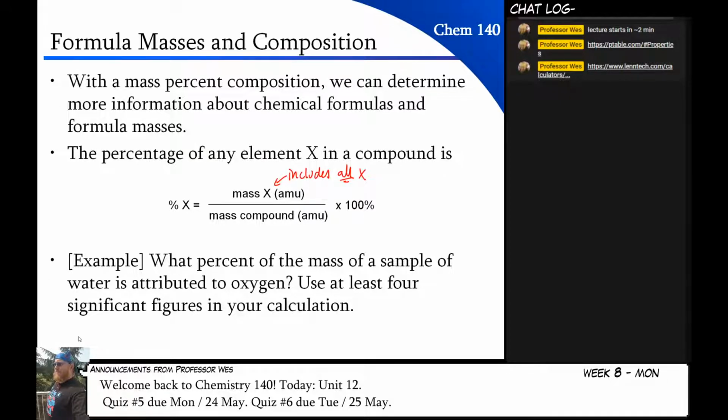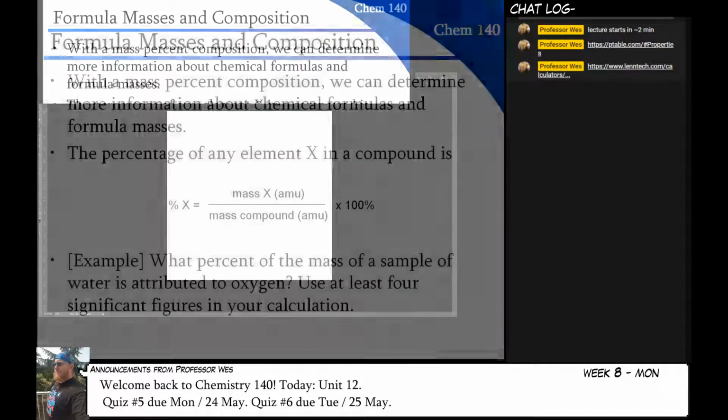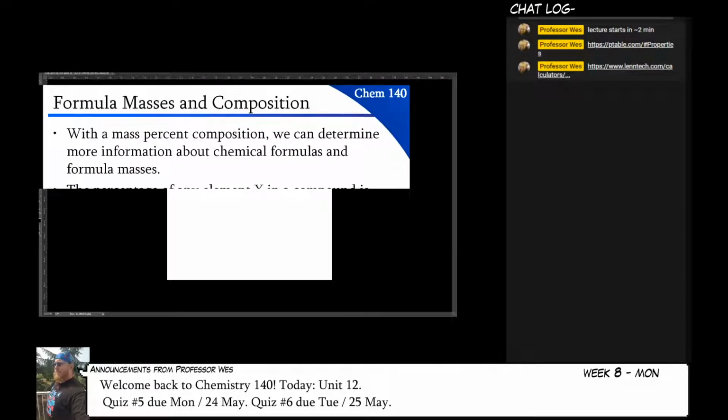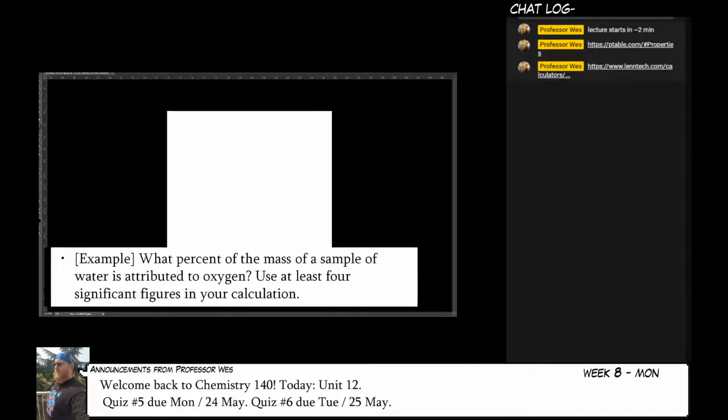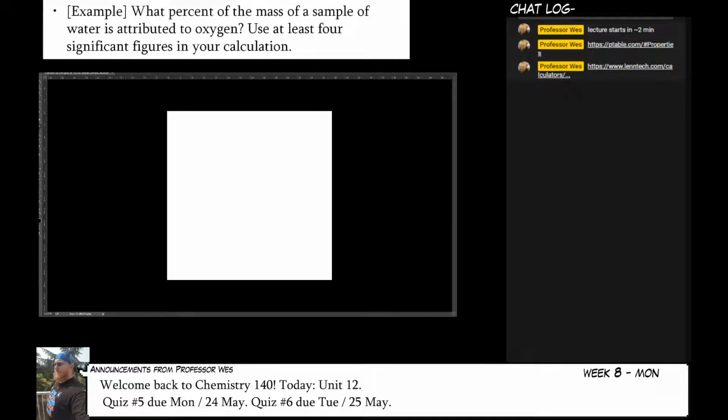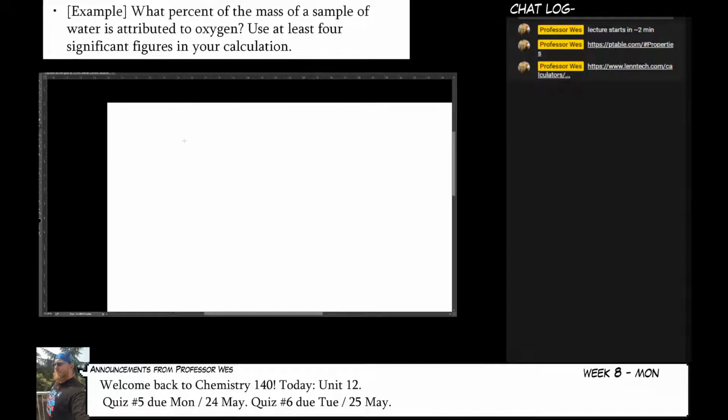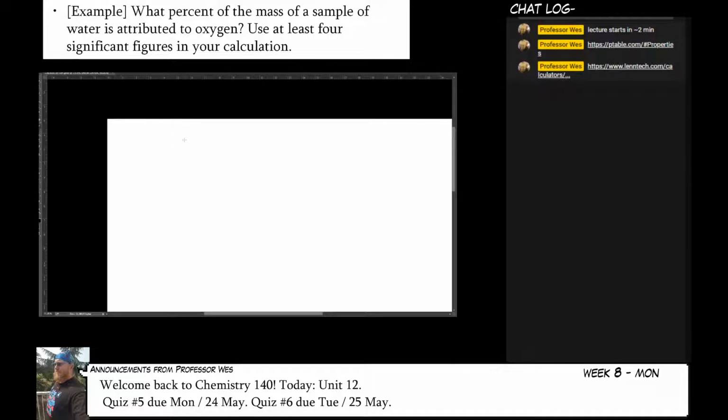So we can calculate that. And of course, I'm going to do the calculation at least once before we go to Lentech and just have it do it, because this is, again, a pretty trivial calculation. So the percent of oxygen, oops, my pen fell off the screen there, is the mass of oxygen divided by the mass of water.